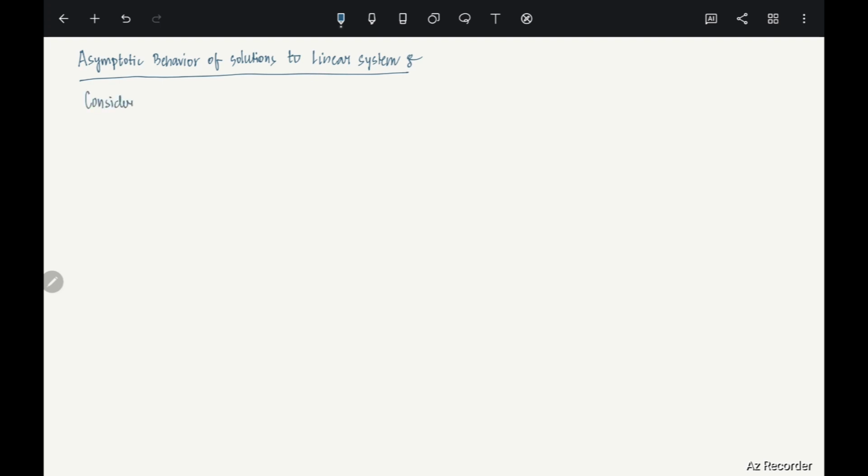Consider the linear homogeneous problem, x prime equals A times x. Okay, simple equation here. But here this A is variable, right? It depends on t, where A is given by a_ij, n cross n, and has continuous entries. Continuous entries. Clear?